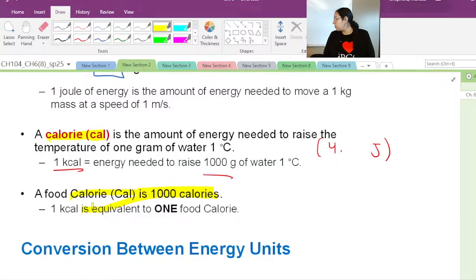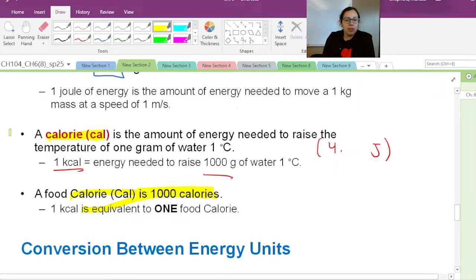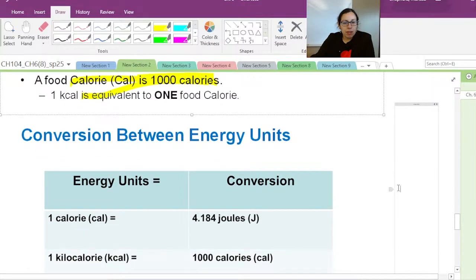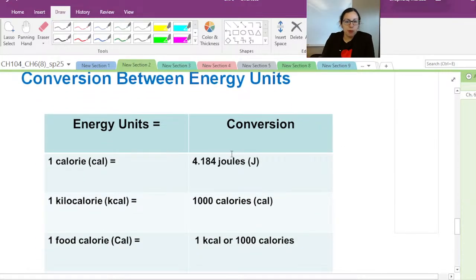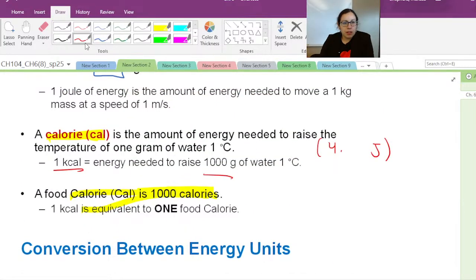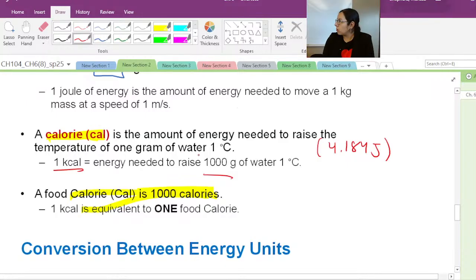So if we were ever bored enough or needed another lab experiment, or if you're bored at home, you can burn your chips and food, and if you can quantify and capture all that heat, then you could figure out how many calories are in there. Oh, that's what I was looking for, 4.184 joules. So that's also, again, the energy needed to raise 1 gram of water 1 degree Celsius.